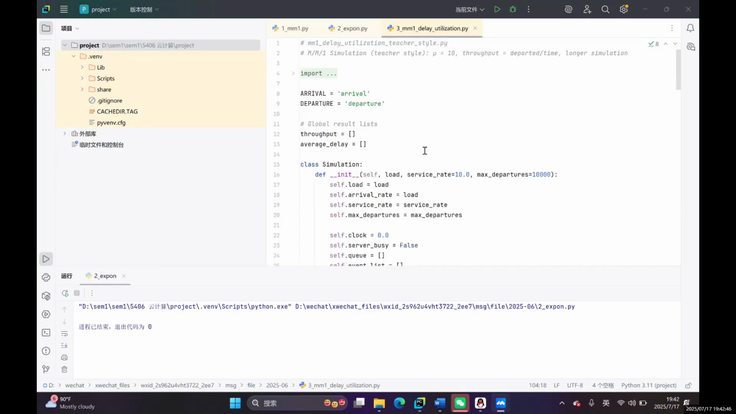In the third simulation, I used an object-oriented approach to study how an M/M/1 queuing system behaves under different loads. The main objective is to observe both throughput and average delay to understand how the system performance changes as we increase the arrival rate closer to the service rate.